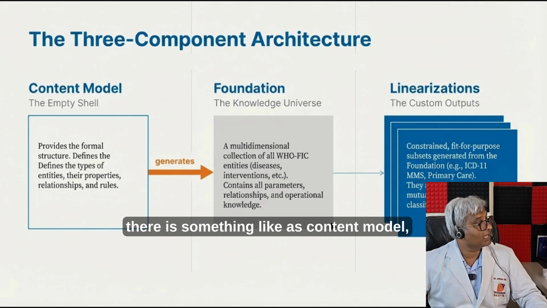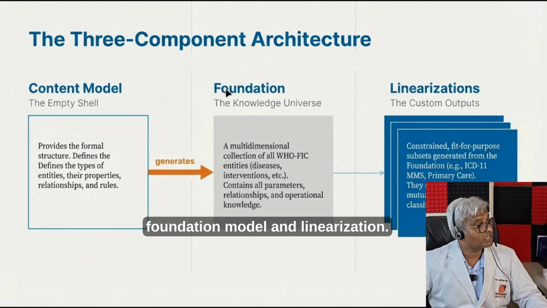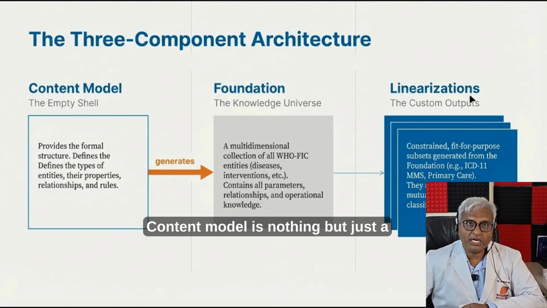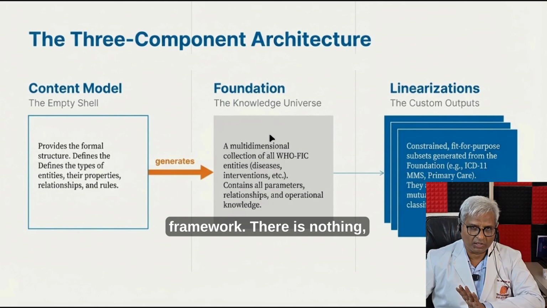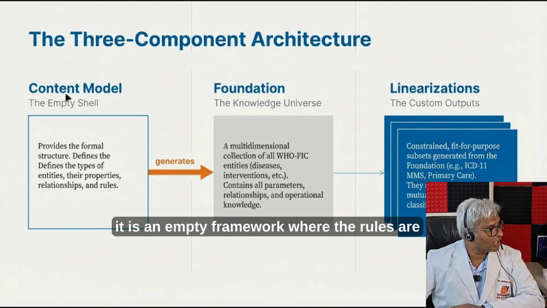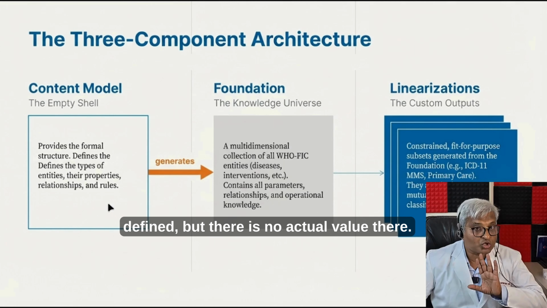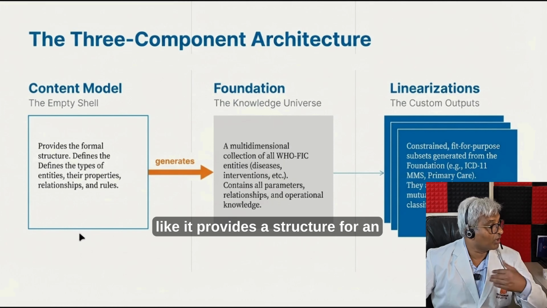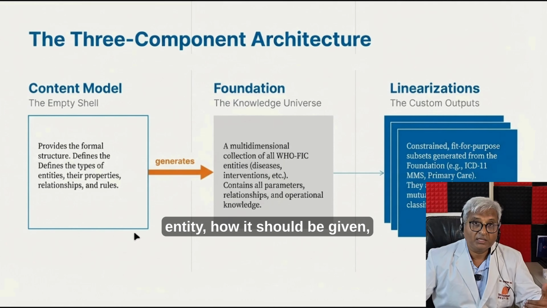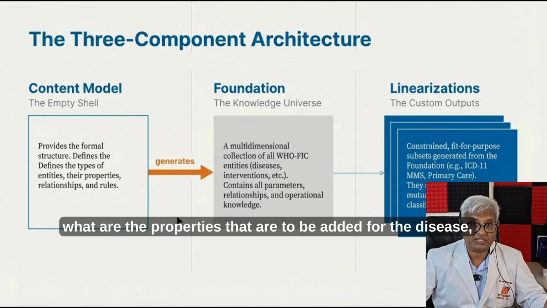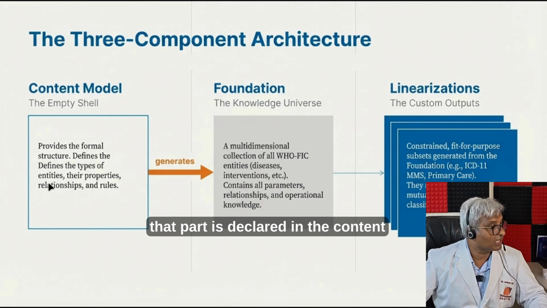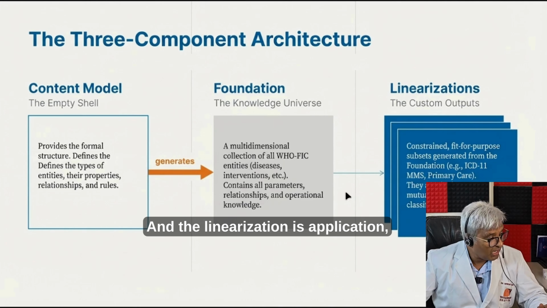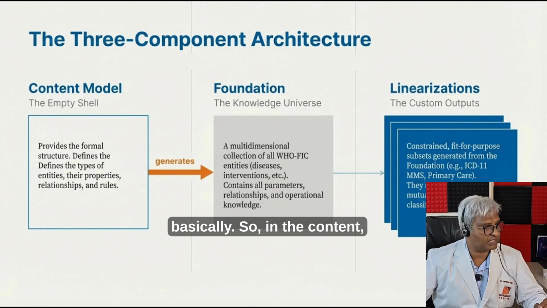Here, there is the content model, foundation model, and linearization. I'll come to the content model. The content model is nothing but a framework. It is an empty framework where the rules are defined, but there is no actual value there. Only the rules are defined. It provides a structure for an entity, how it should be given, and what properties are to be added for the disease. That part is declared in the content model. The knowledge base is the foundation, and linearization is the application basically.